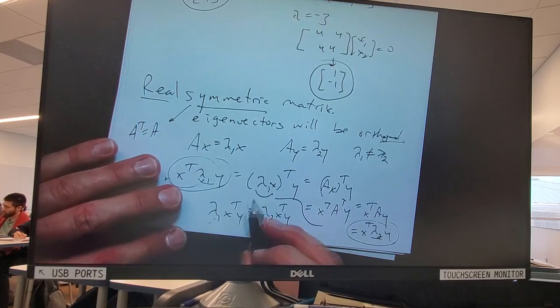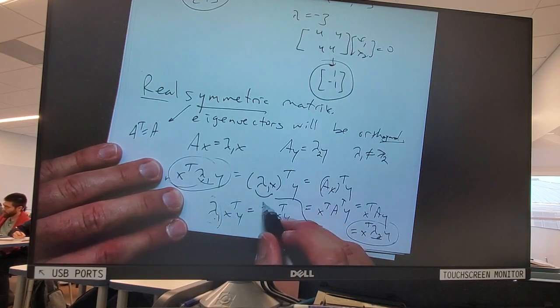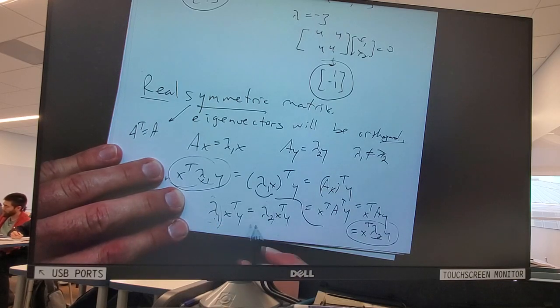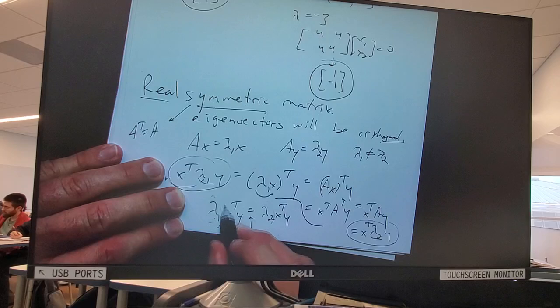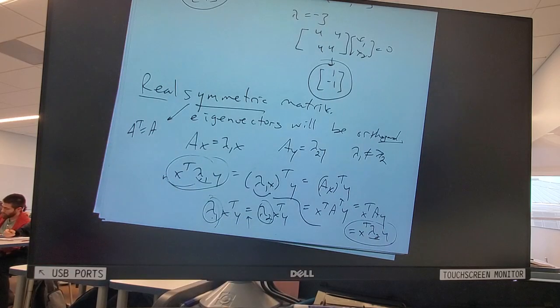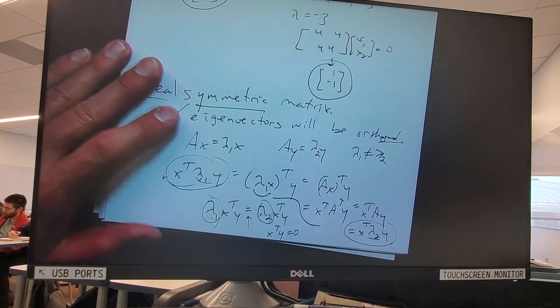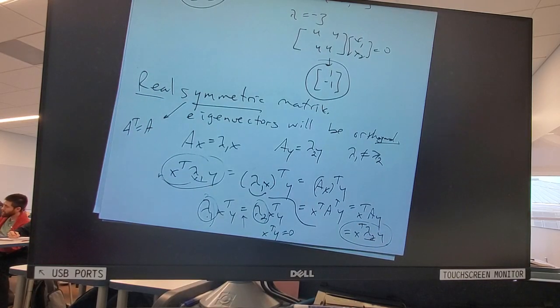So, real quick. Lambda 1 and lambda 2 are not equal to each other. So what is the only way that this statement could be true if lambda 1 does not equal lambda 2? What must be true about X transpose Y? It must be 0. And what does that mean about the vectors X and Y? They're orthogonal. That was longer than I thought it would be. Sorry.